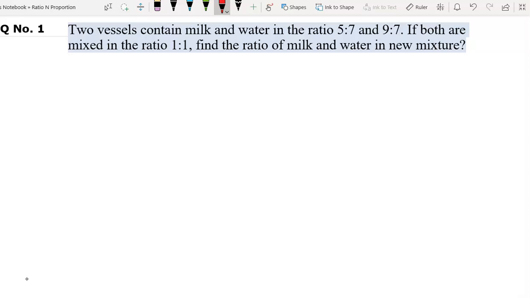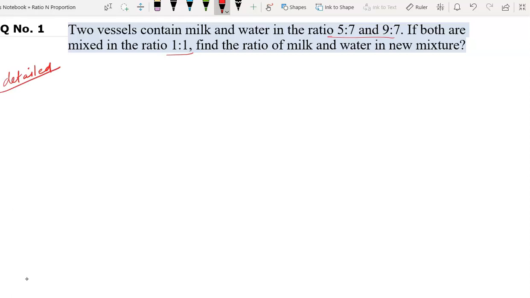Question number 1. Two vessels contain milk and water in the ratio 5:7 and 9:7. If both are mixed in the ratio 1:1, find the ratio of milk and water in new mixture. So first we will try to solve this question in detailed method. Then we will try to solve it with second method.